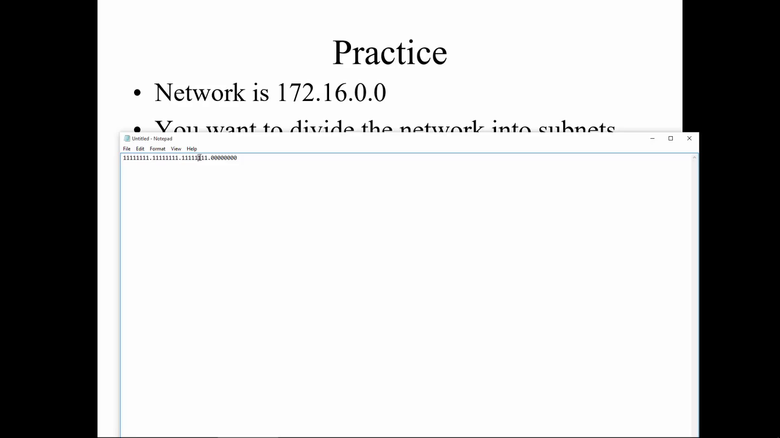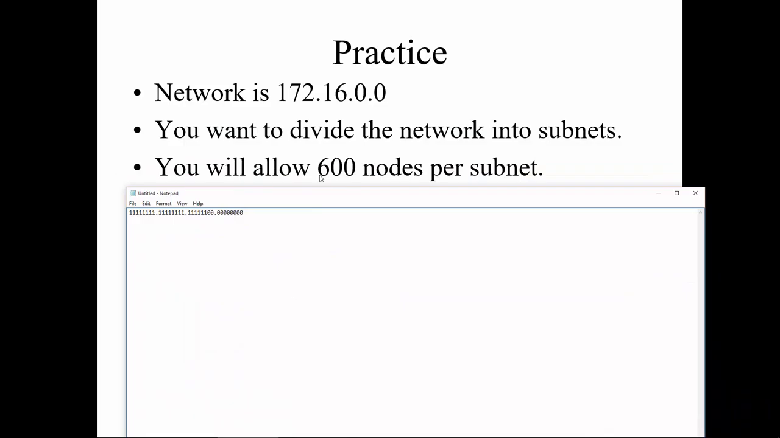This right here is going to give us 1024 hosts. So this is the one that we want. This one won't work because that only gives us 512 hosts. That one only gives us 256 hosts, so we change those to zeros. That's it. That's subnetting. So our subnet, again, as slash notation, 8 and 8 would be 16, 17, 18, 19, 20, 21, 22. So a slash 22 would give us 600 nodes per subnet.